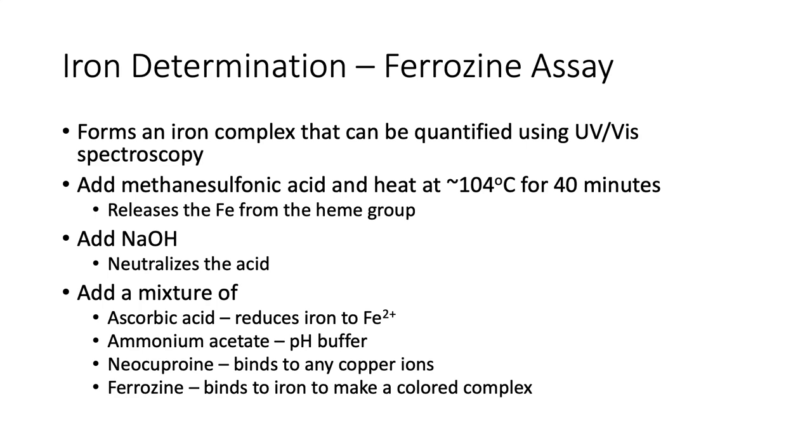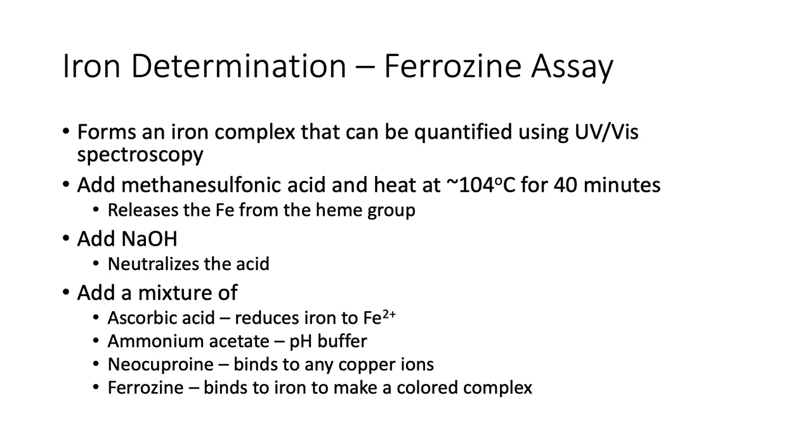Then we will add sodium hydroxide to neutralize the acid. And then you're going to get a ferrozine complex mixture that will be prepared by your TAs, and you will add it to all of your samples. The mixture contains ascorbic acid, which reduces the iron 3+ to iron 2+, because that is what will complex with our ferrozine molecule. Ammonium acetate helps to buffer the pH.